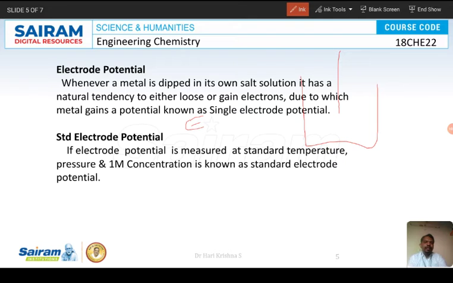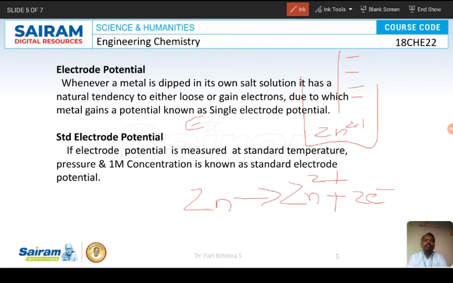So what happens as soon as you dip zinc in zinc sulfate? Zn undergoes oxidation to give Zn2+ and 2 electrons. This Zn2+ will go into the solution, whereas electrons will be on the surface of the electrode. I already explained this. Because of this, the electrode gets an overall negative charge. These negative charges will not keep quiet; they will attract the positive charges. So these positive charges will come and sit next to the negative charges.